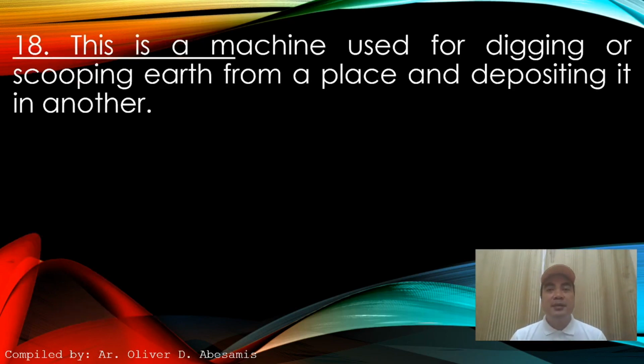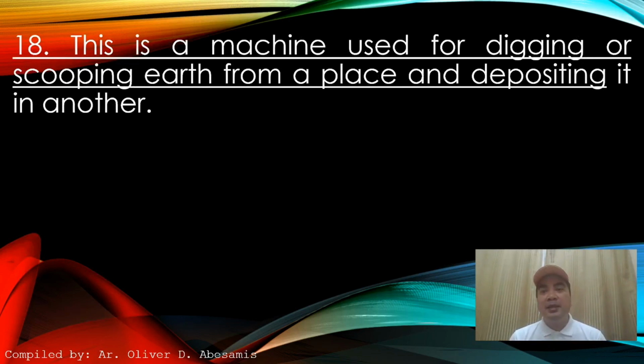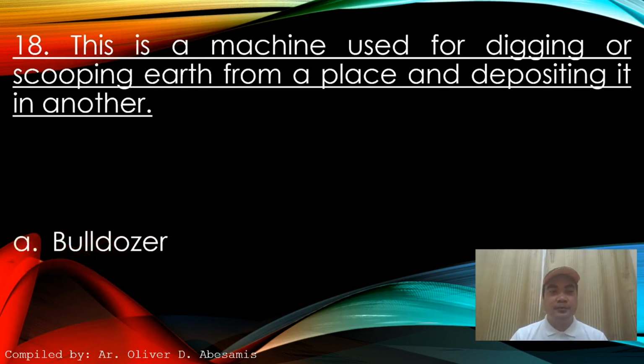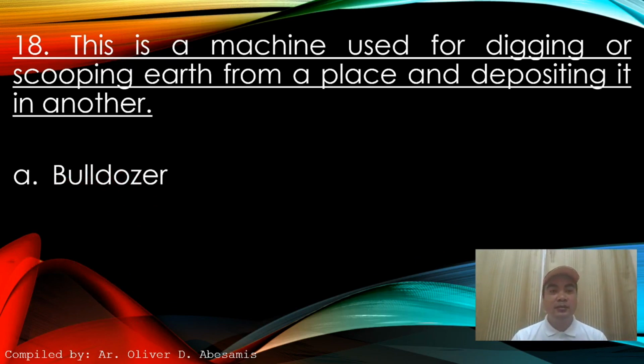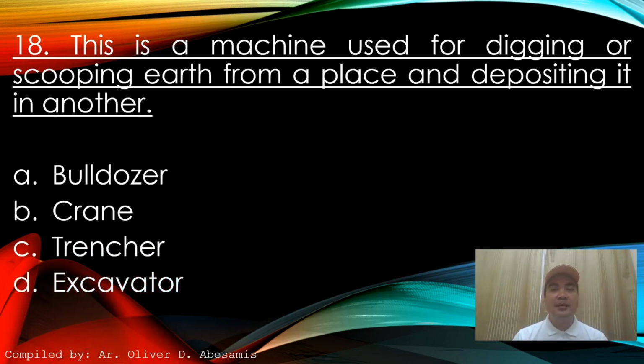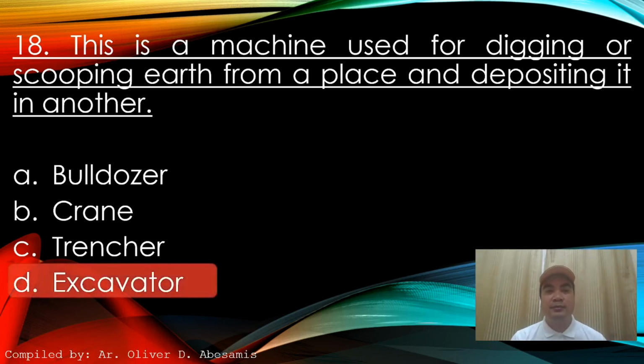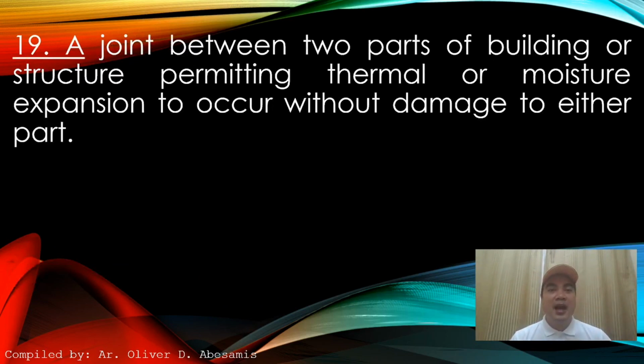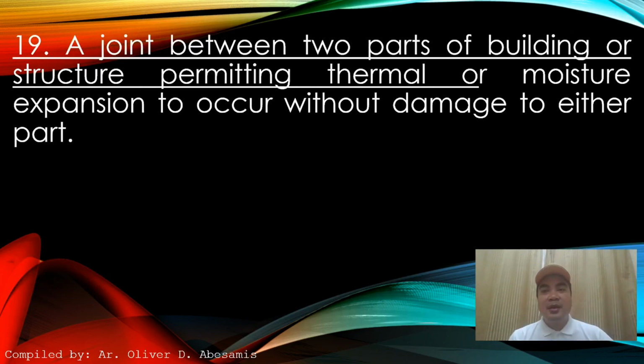Next, this is a machine used for digging or scooping earth from a place and depositing it in another. A. Bulldozer. B. Crane. C. Trencher. And D. Excavator. Answer? D. Excavator.